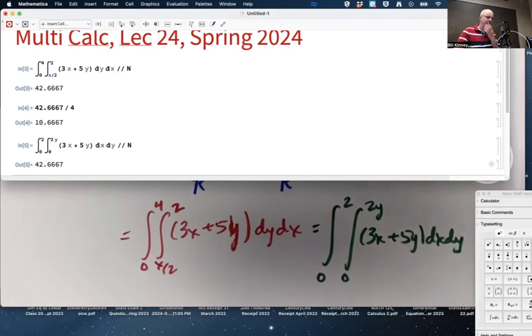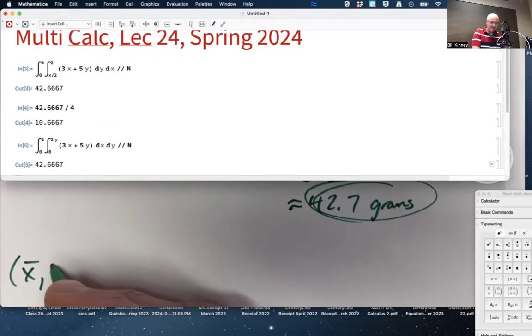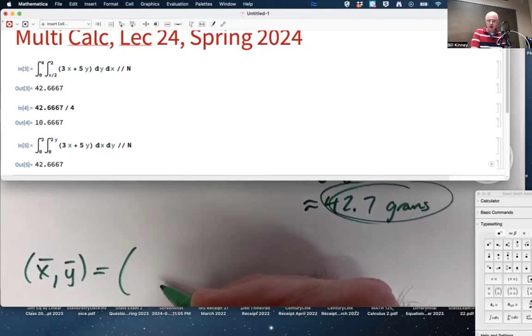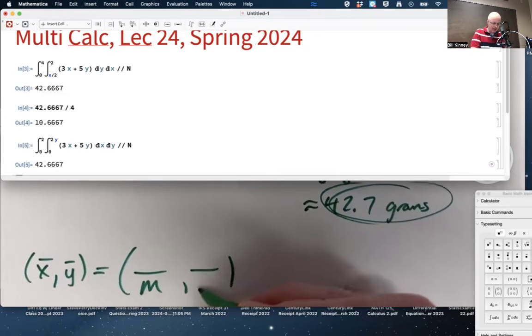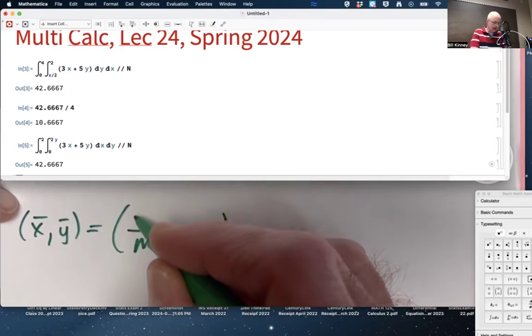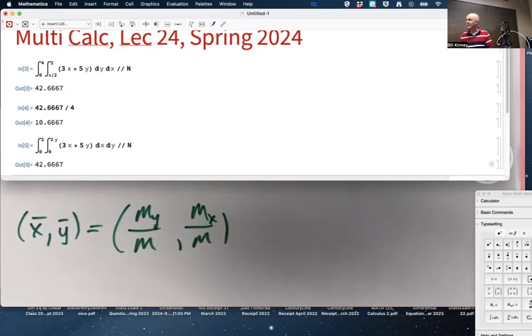So there's the mass. What about the center of mass? This would be in grams, 42.7 grams. The formula is written as giving you the coordinates of the center of mass, x bar comma y bar, where each of those numbers is found as a ratio, where the bottom of the ratio is the mass in both cases, m is the mass, and the top is labeled in kind of a funny way. For x bar, it's labeled m sub y, and for y bar, it's labeled m sub x. There's a good reason for that.